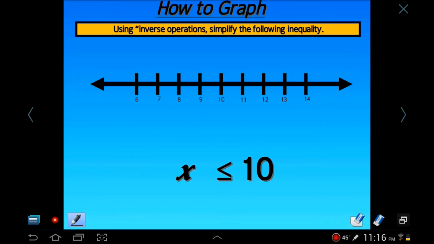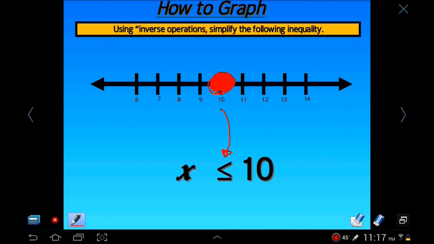So now when we graph this, we're going to put what kind of point at 10? We're going to put a closed point at 10. And like I was saying in a previous lesson, make sure it's obviously closed. Right there, there's no gaps. Not hard to tell that it's all the way colored in. And it's because of this symbol right here, less than or equal to.